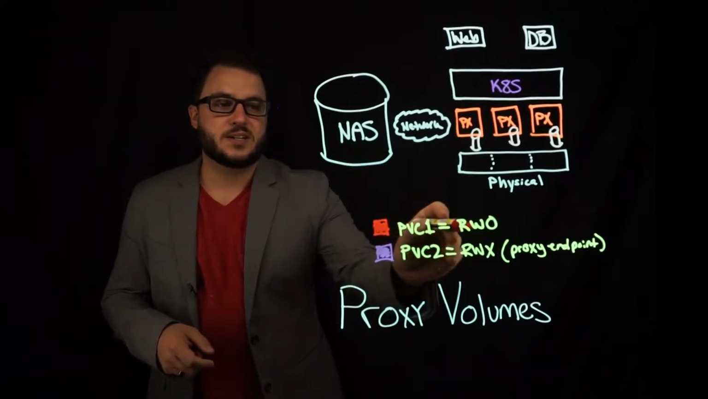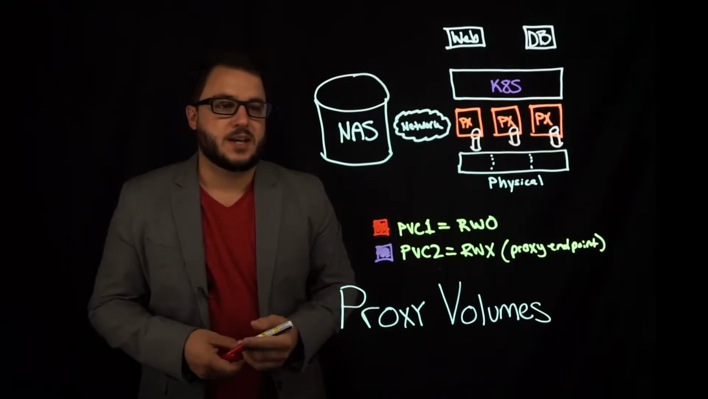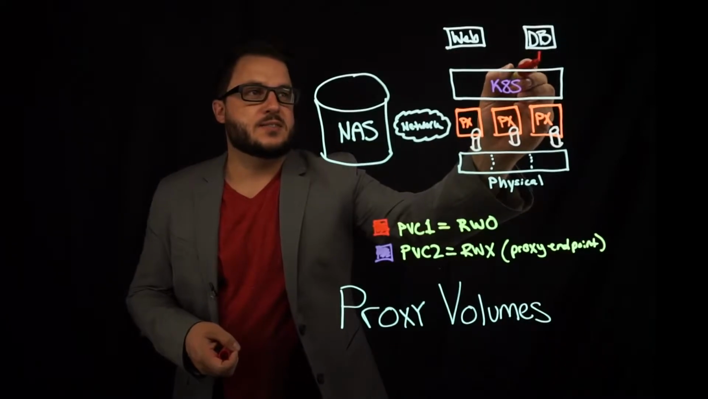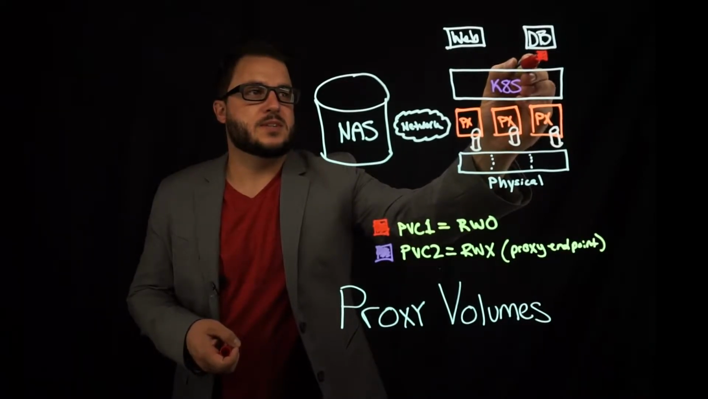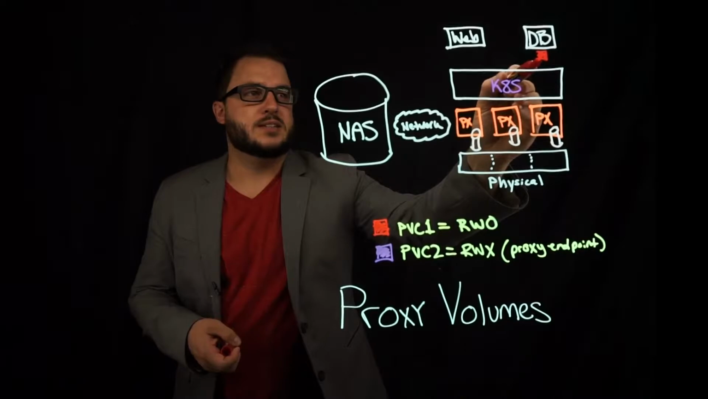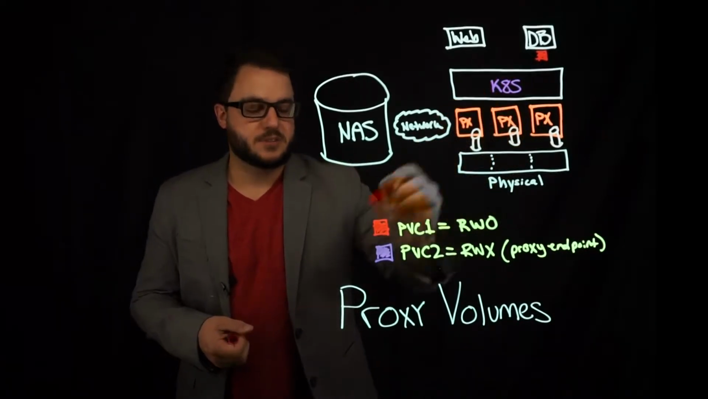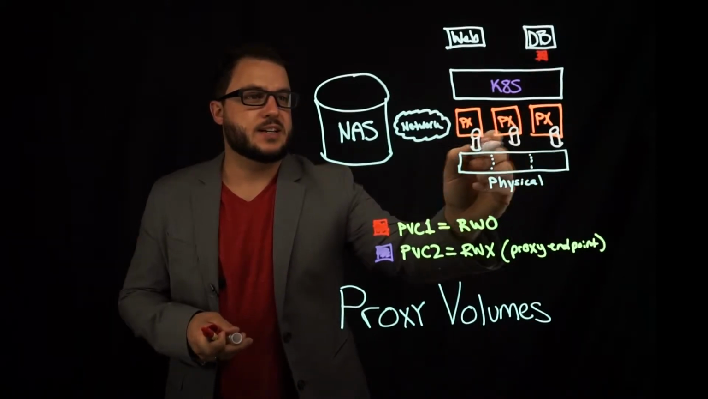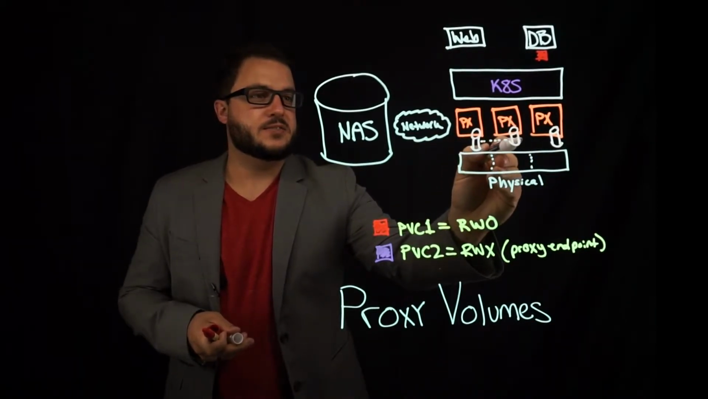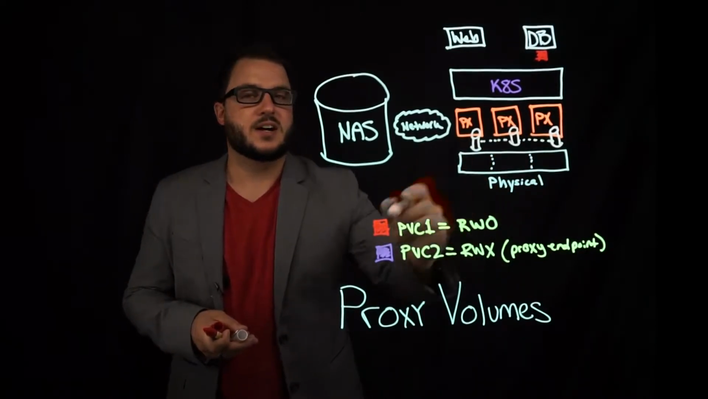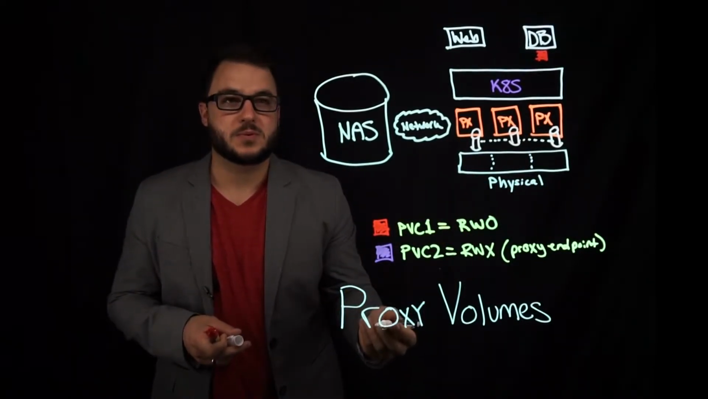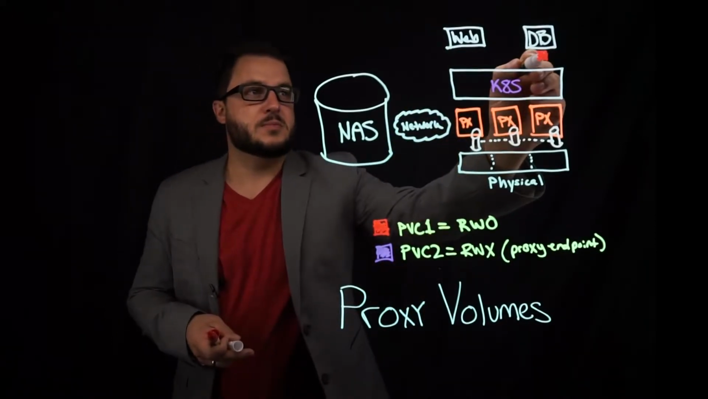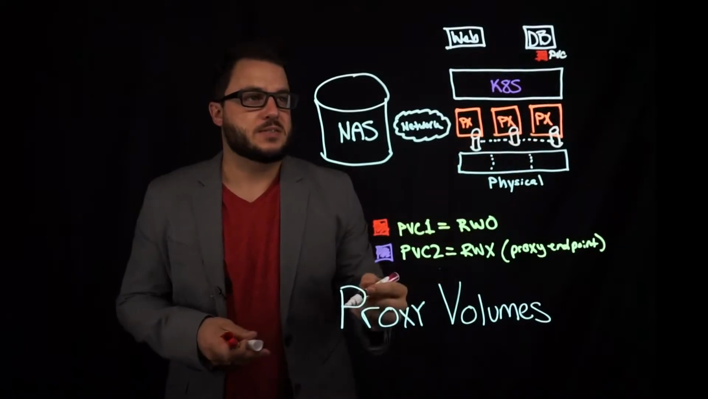So PVC1 here is a read-write-only volume and it's represented in red. If we had a database that used this volume, Portworx would deploy it as part of the globally available storage pool that it creates out of the attached storage on the worker nodes, or the storage available from those worker nodes. It creates pools available to create PVCs from, which this is our PVC.